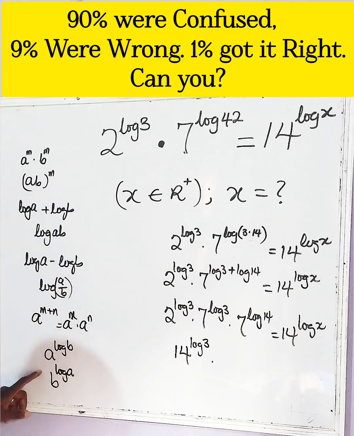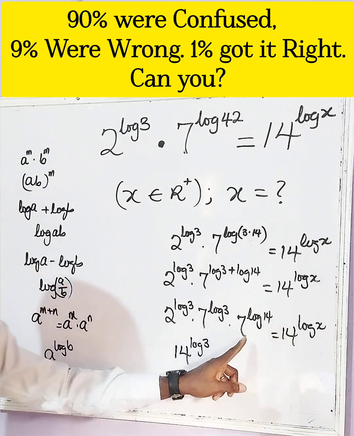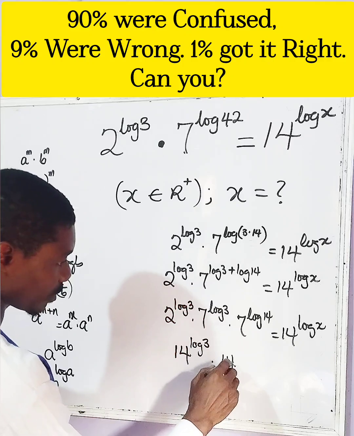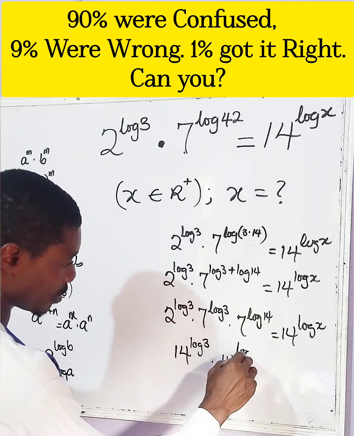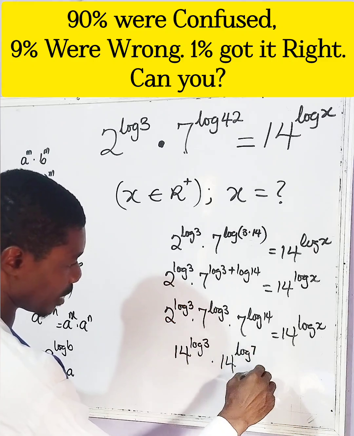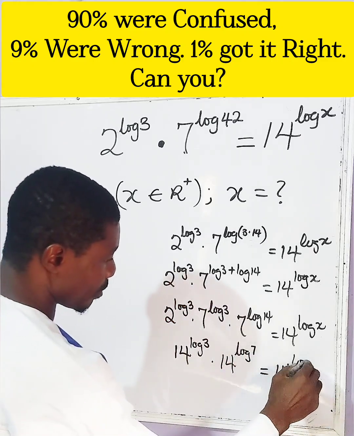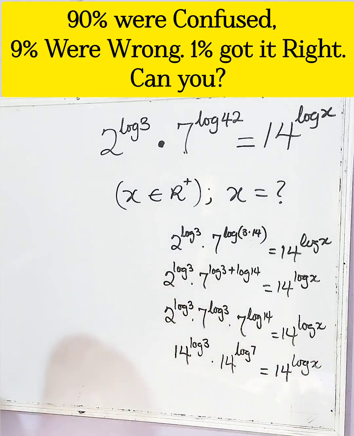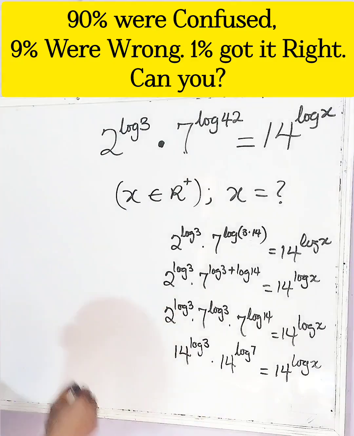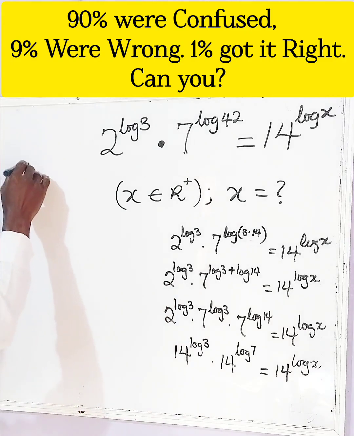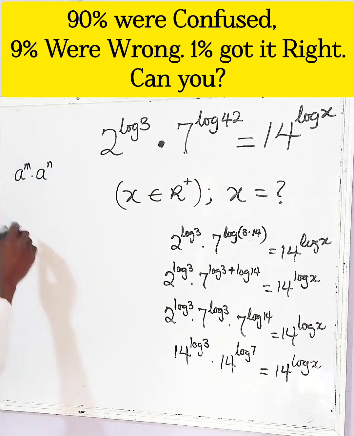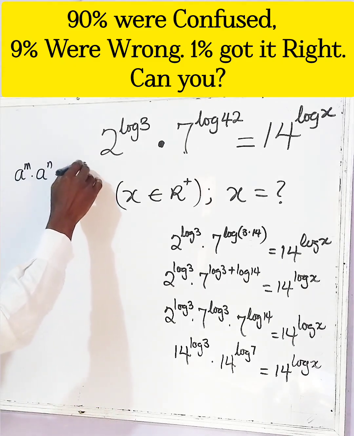Applying this rule here, it means that the argument becomes the base and the base becomes what? The argument. So here we have 14 raised to log 7, then equals 14 log x. Now here we have the same base. Let us take note. You have a raised to m times a raised to n. Because they have the same base, you will end up having a raised to m plus n.